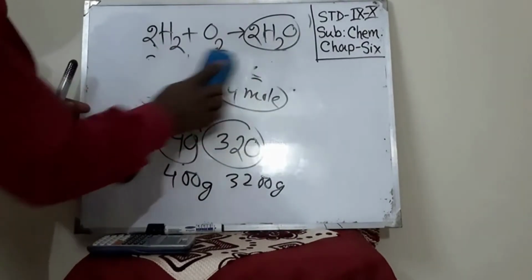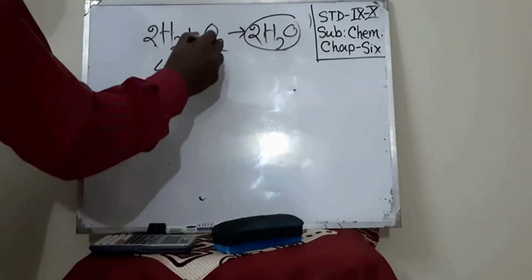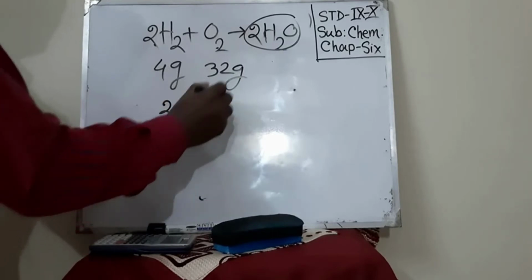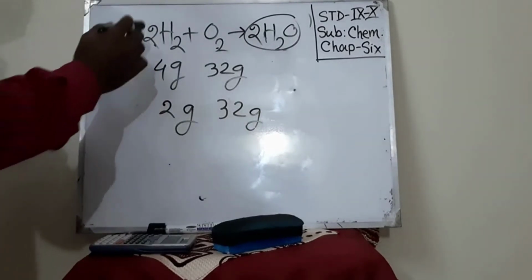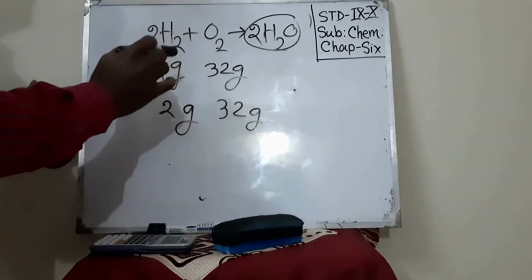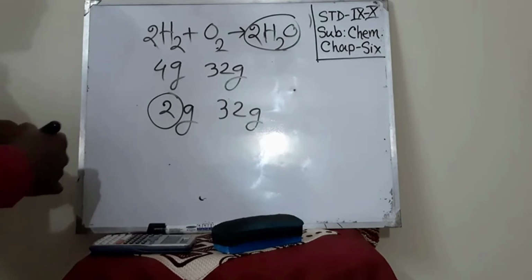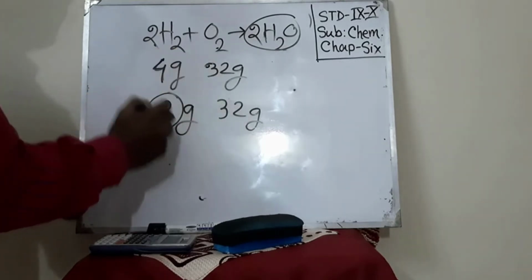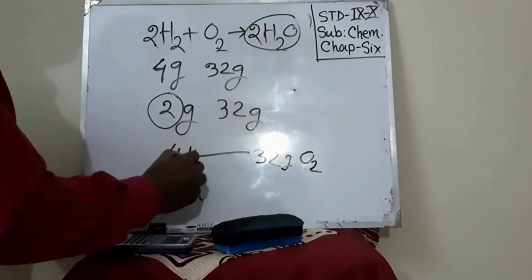Like this, suppose this is 4 gram and this is 32 gram. If you take 2 gram and this 32 gram, then what will happen? Look, the proper amount of hydrogen is not taken here. We know for 32 gram oxygen we need 4 gram hydrogen, but we have taken only 2 gram. That means this will be finished up, because for 4 gram hydrogen we need 32 gram oxygen.